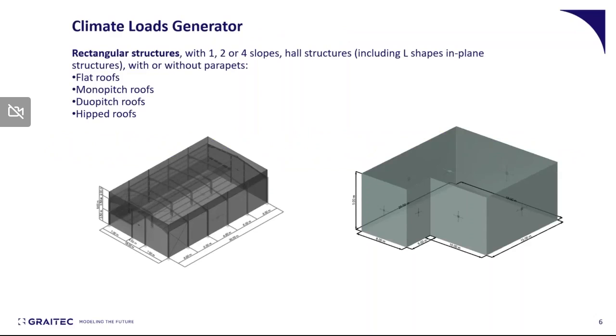The climate load generator in Advanced Design can deal with a range of different building geometries. For example, the most frequent ones, the rectangular structures with different types of roofs, such as flat roofs, monopitch roofs, duopitch roofs, and hipped roofs.